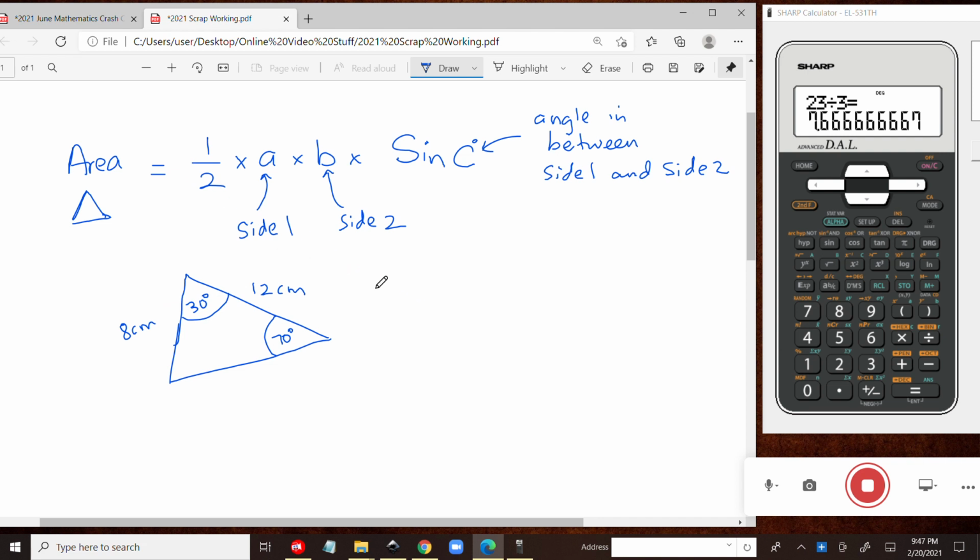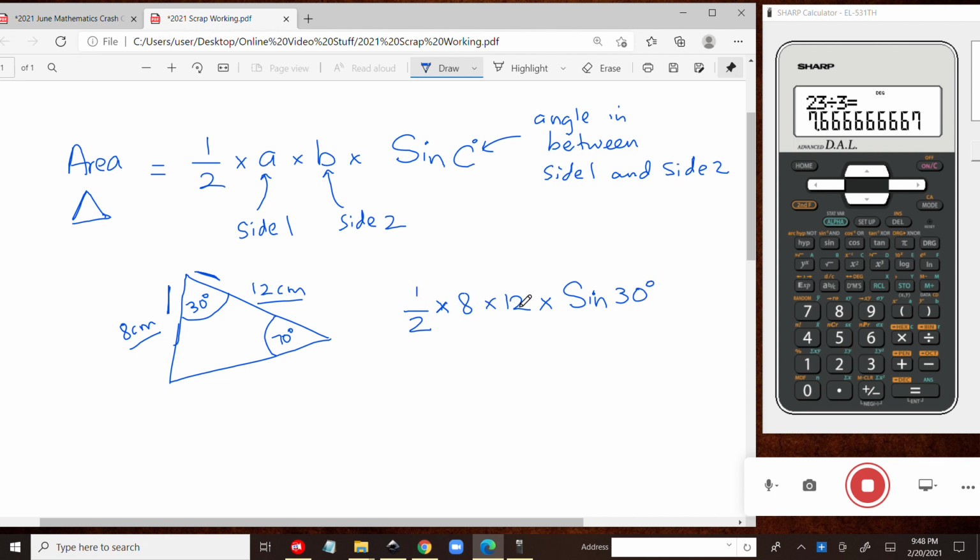To find the area, you have to take a half, multiply by side 1 and side 2. So side 1 and side 2 is just 8 and 12. And now you multiply by sine of the angle in between. But I gave you two angles. So which one will I choose? The 30 or the 70? You have to choose the angle in between the two given sides. That angle today is 30. The 70, I put it there to trick you.